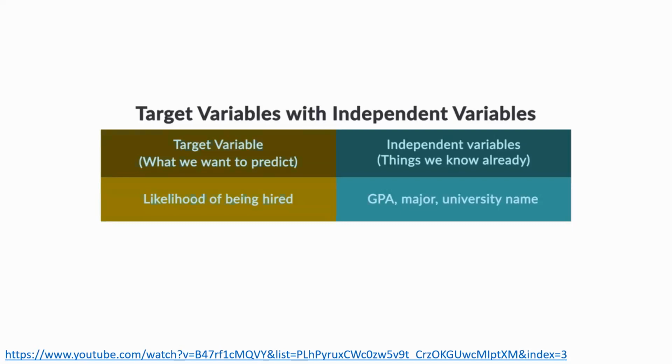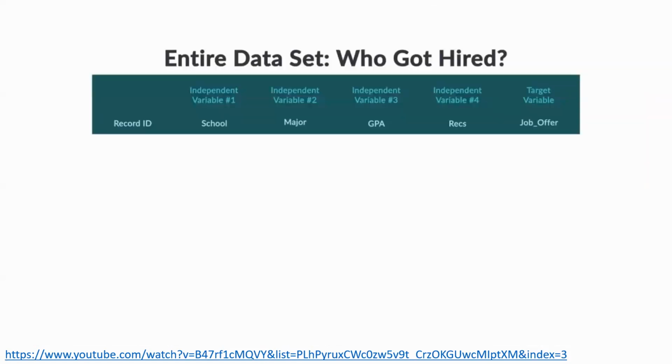Here, we show our target variable on the left. In this case, it's the likelihood of being hired. On the right, we've got our independent variables lined up, the GPA, major, and university name. I'll walk you through our favorite predictive analytics example here, how likely a student is to be hired after graduation. For standard predictive analytics work, we follow this work plan. Start with the whole data set of answers.